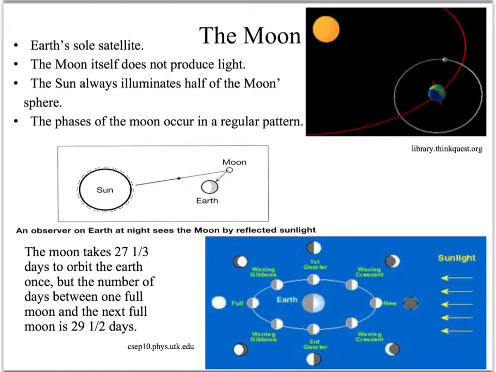But during this time the Earth has moved itself nearly 1/12 of its way around the orbit of the Sun, so to get from one full moon to the next would take about 2 days longer, 29 1/2 days, because the moon would have to travel a little bit further around the Earth to get to full again.